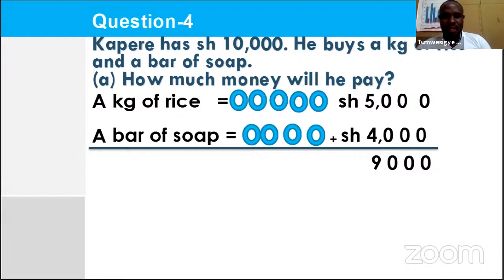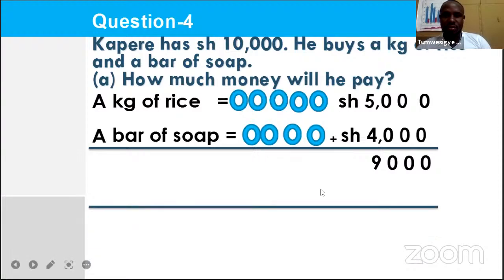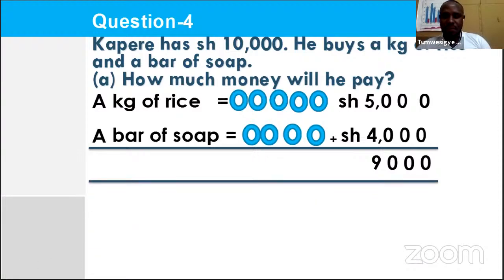Okay, good. Don't forget to underline. We have underlined there. Then don't forget, I've said we are handling money, and money must have shillings on. You must put the shillings on, so we are putting our shillings there.